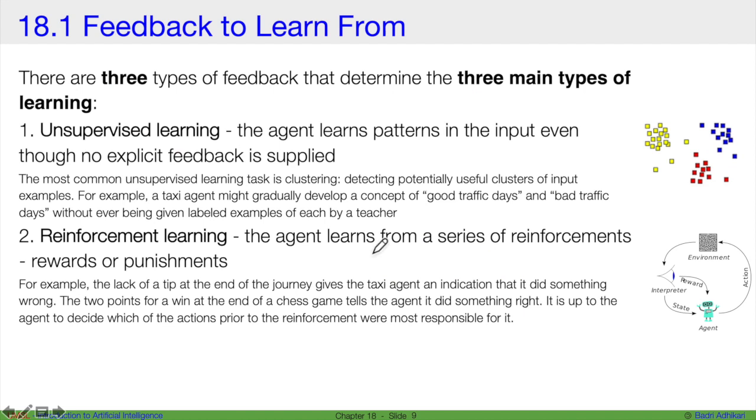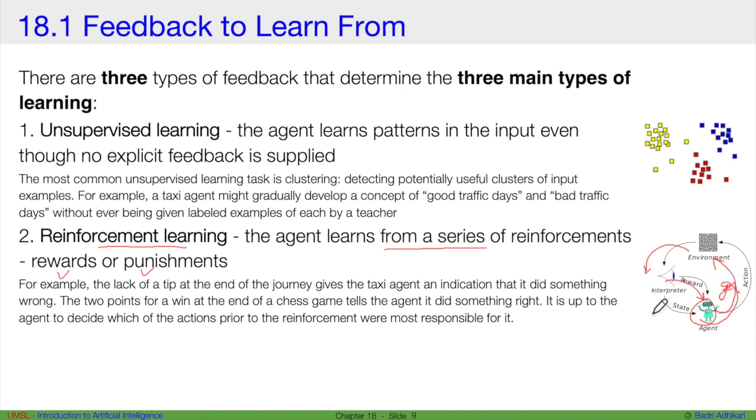The next type of learning is reinforcement learning. In reinforcement learning, the agent learns from a series of reinforcement, also known as rewards or punishments. So let's say we have an agent, it takes an action and interacts with the environment. There is a processor that interprets the environment, and if the agent made a good action, then the agent will receive a reward, and the agent will continue to work towards that action or improve that action.